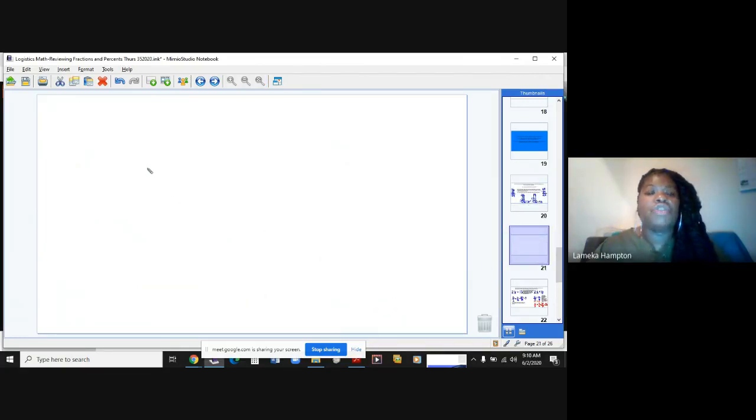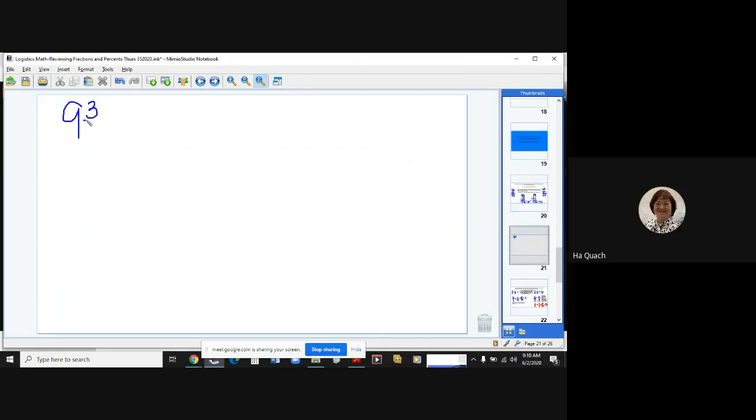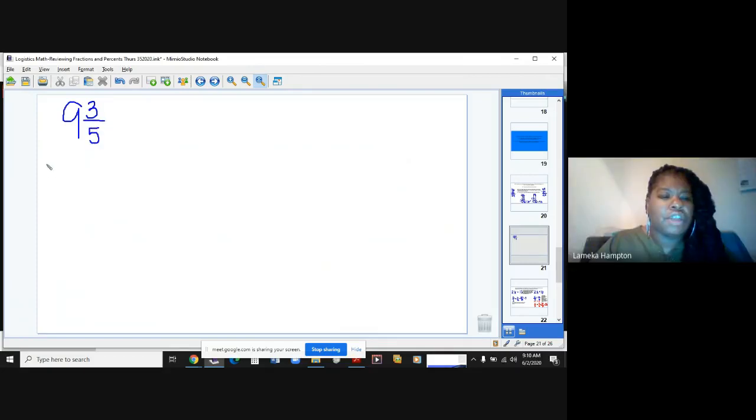Now, sometimes when you are adding, or subtracting mixed fractions rather, you may have to change some things around again, and I'll give you an example. So we'll start with an addition problem.